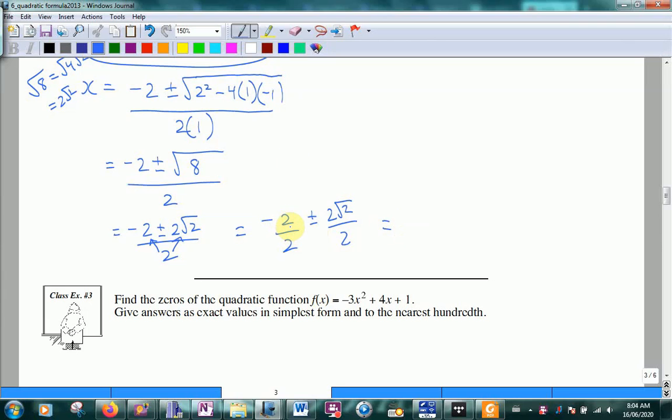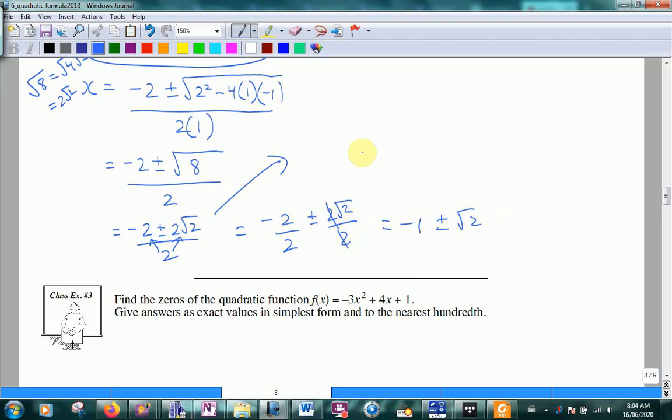So we've got negative 2 over 2 plus or minus. This 2 can now cancel with that 2. And if you're really good, if you're sure you're not going to make a mistake, you can just jump to that in one step. This 2 goes in here, this 2 goes in there. But again, if you think you might make a mistake, take the extra 5 seconds, write it out.